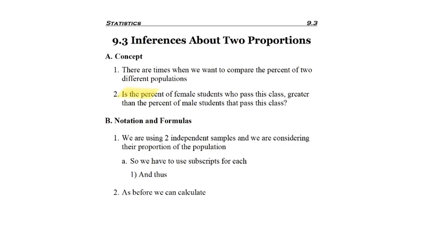Perhaps you want to study if the percent of female students who pass this class is greater than the percent of male students, or some other definition. Okay, so in terms of notations and formulas, I just mentioned we're going to need our populations to be independent, and we're looking at the proportion or percent of these populations. To keep them straight, again, we will be using subscripts. So for example, p hat 1 and p hat 2, and if that's the case, then we will also have q hat 1 and q hat 2 and n1 and n2, all sorts of stuff like that.